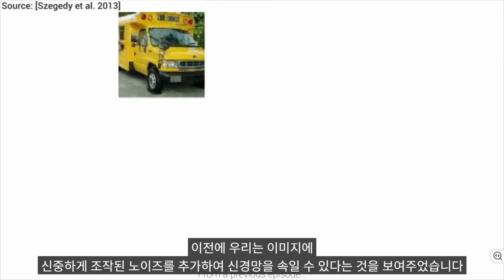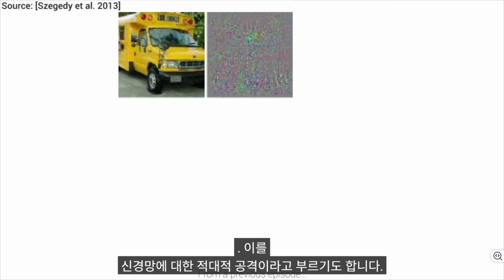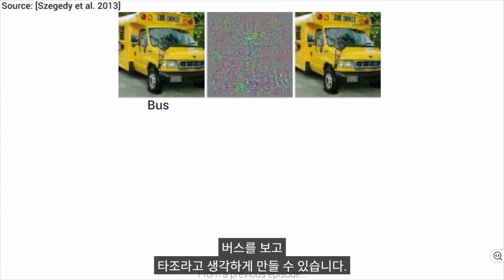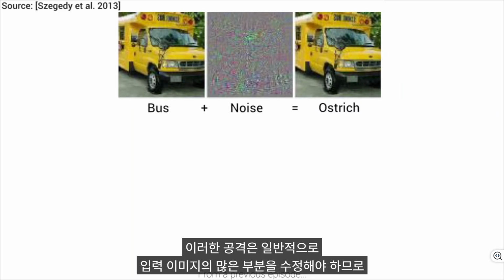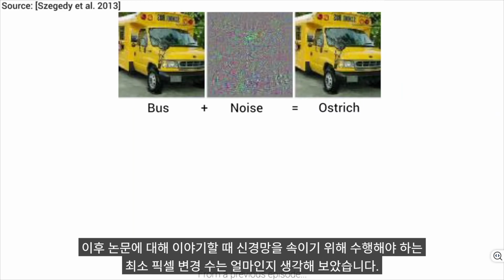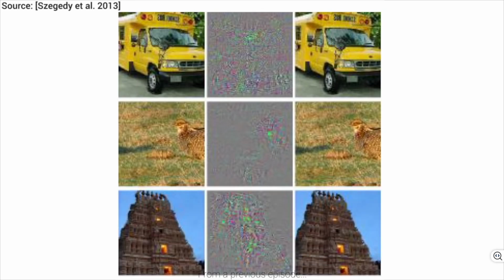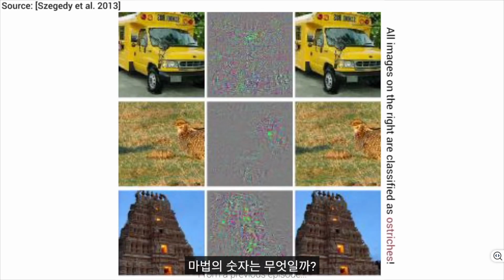Earlier, we have shown that we can fool neural networks by adding carefully crafted noise to an image, which we often refer to as an adversarial attack on a neural network. If done well, this noise is barely perceptible and, get this, can fool the classifier into looking at a bus and thinking that it is an ostrich. These attacks typically require modifying a large portion of the input image, so when talking about a later paper, we were thinking, what could be the lowest number of pixel changes that we have to perform to fool a neural network? What is the magic number?